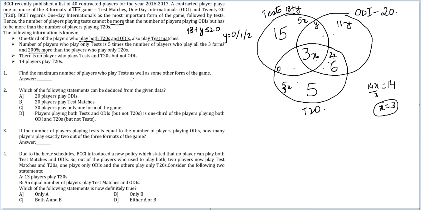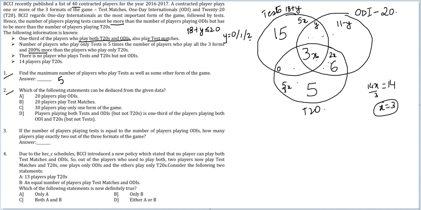Now let's look at the first question. Find the maximum number of players who play tests as well as some other form of the game. So we need a summation of these three regions. This is 0, this is 3. The maximum possible value of Y is 2. So 2 plus 3. Answer will be 5.